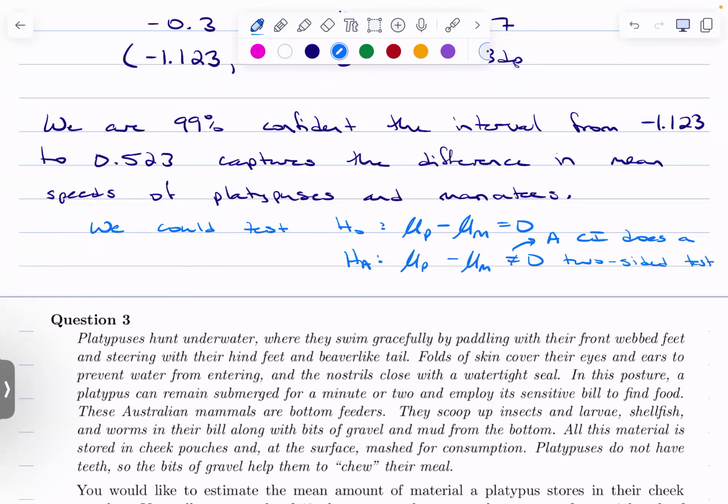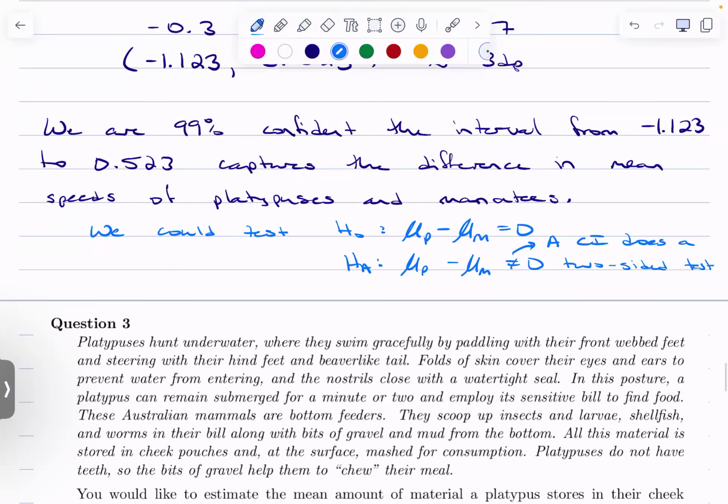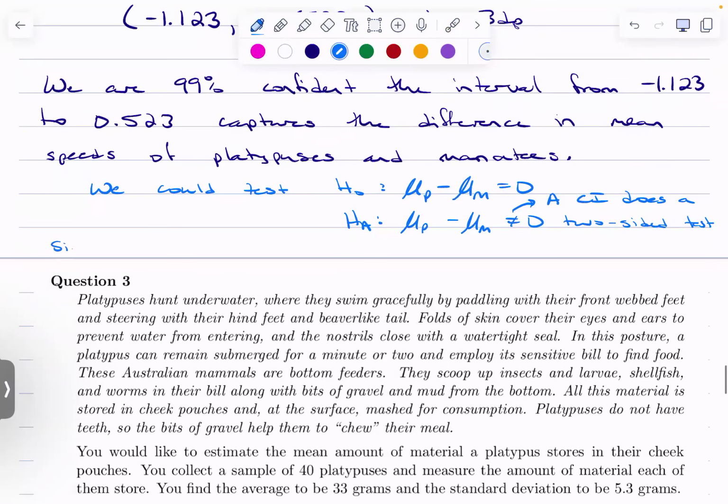Okay? If it's in the interval, that means you don't have enough evidence to reject H0. It's a perfectly reasonable result. Right? Let's see if I can squeeze it in here. Since 0 is in the interval, we do not have enough evidence to reject H0.